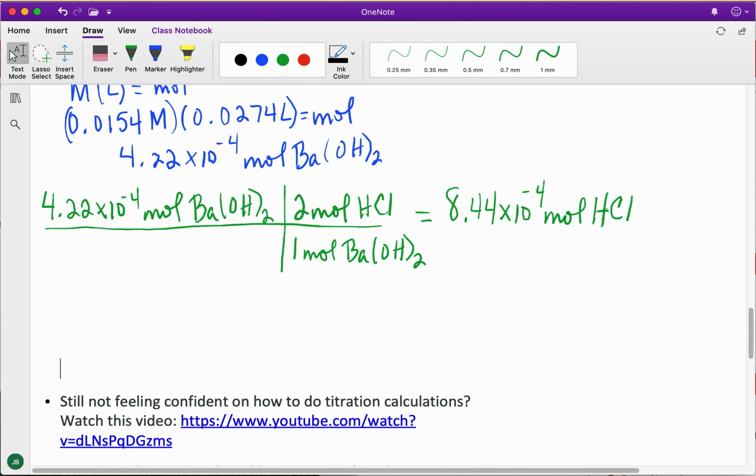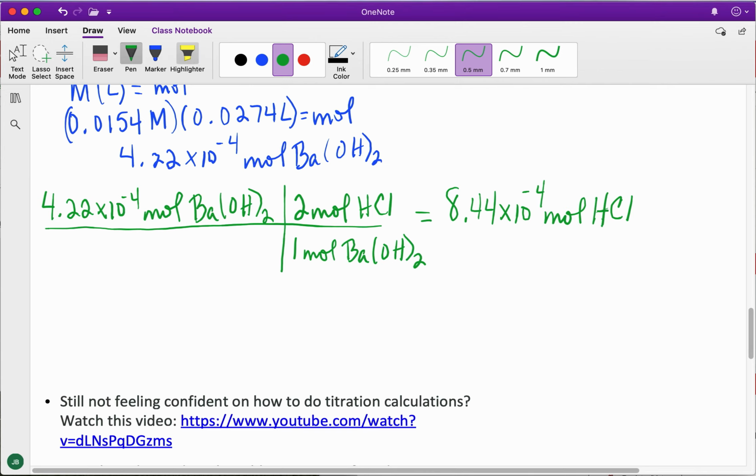So now that we know moles of hydrochloric and we know a volume of hydrochloric, we can go back and use the molarity formula in its intended way. We don't have to manipulate it at all, and we can find the concentration of hydrochloric.